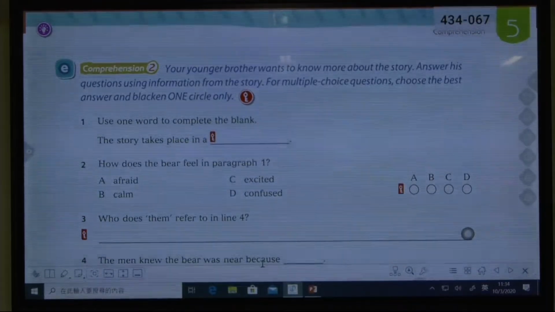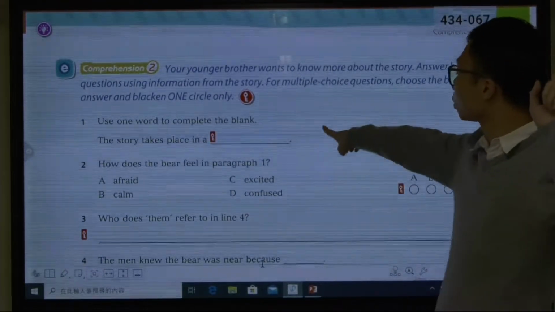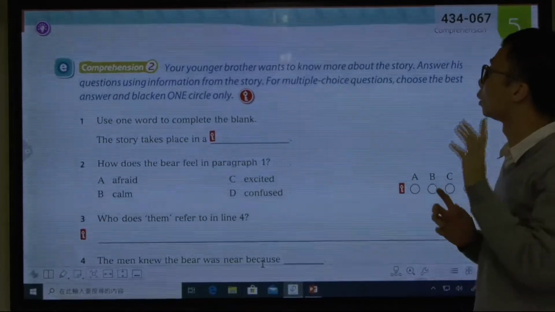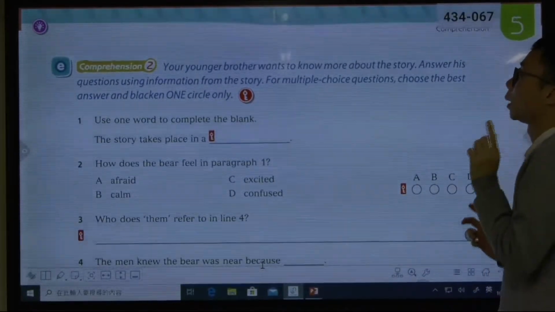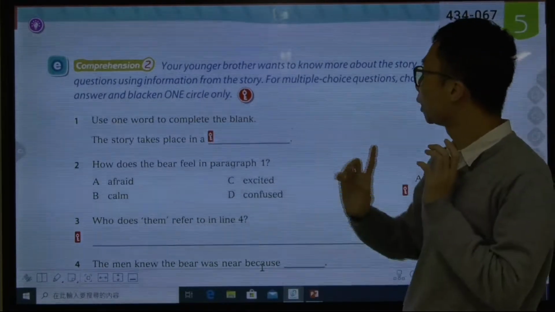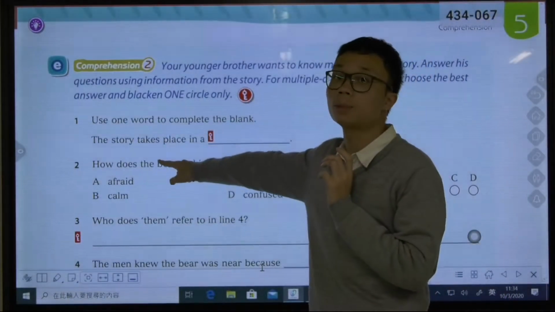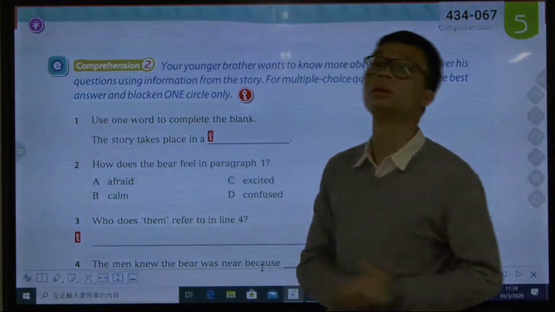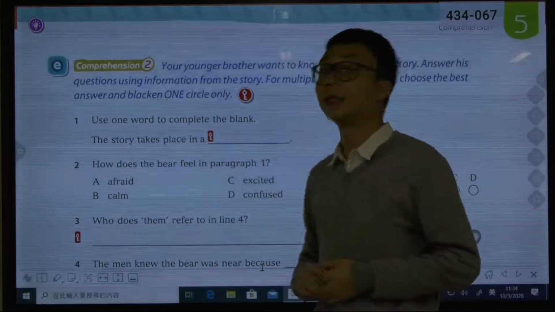Alright, first one. This question says, use one word to complete the blank: this story plays in a blank. The keyword here is plays. What does plays mean? Remember, anyone? They're looking for a place.